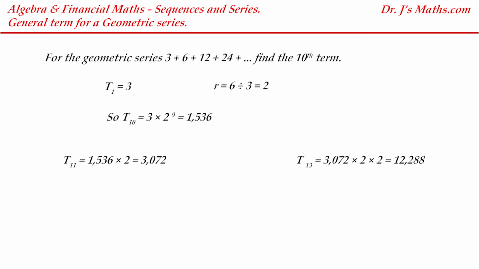If we want the 13th term, which is another 2 along from the 11th term, then we're going to take our 3,072, multiply it by 2 to get the 12th term, and then another 2 to get to the 13th term, 12,288. If we wanted to go back the other way to find the 9th term, then we would take the 10th term, divide it by 2, and we would get 768. Nice to remember this pattern. Very important that you can see the way in which you can move from one term to another.